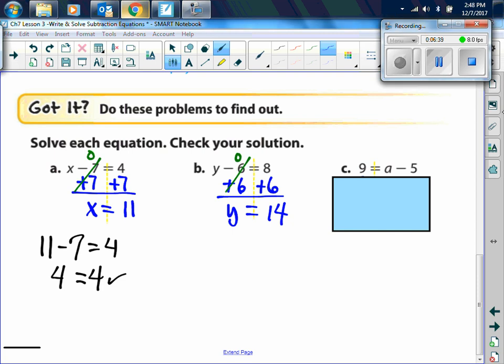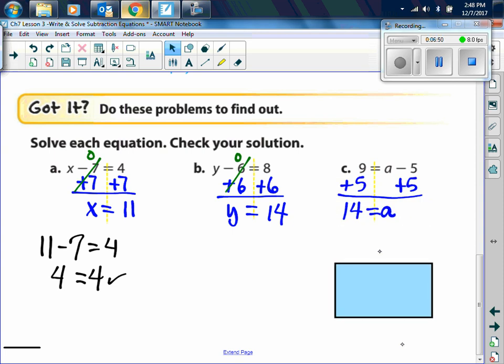So for letter C, what do I need to do to get that A by itself? You add 5. We're going to add 5 on both sides. Very good. So we add 5 on both sides, and you can see again here that negative 5 and positive 5, those are opposites. So that cancels to 0. And so A is equal to 14.